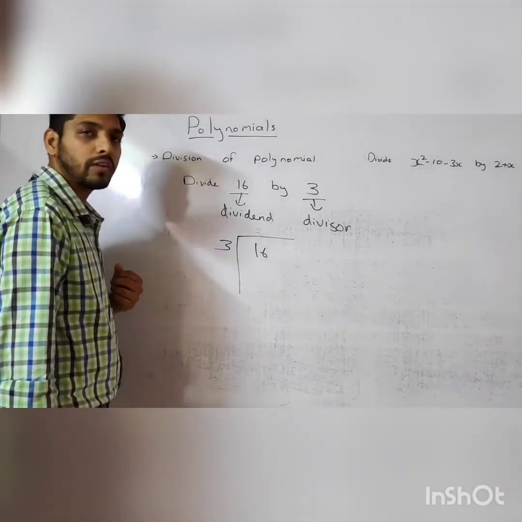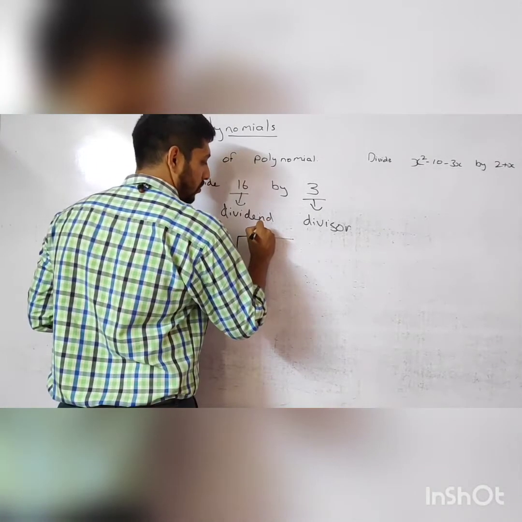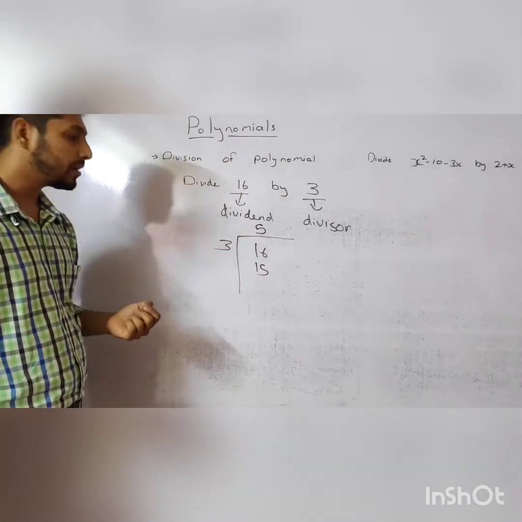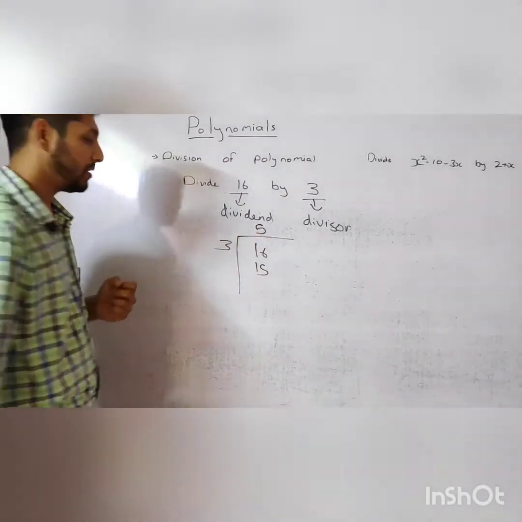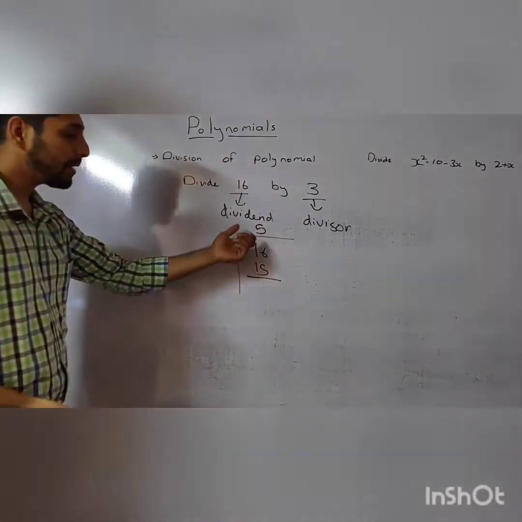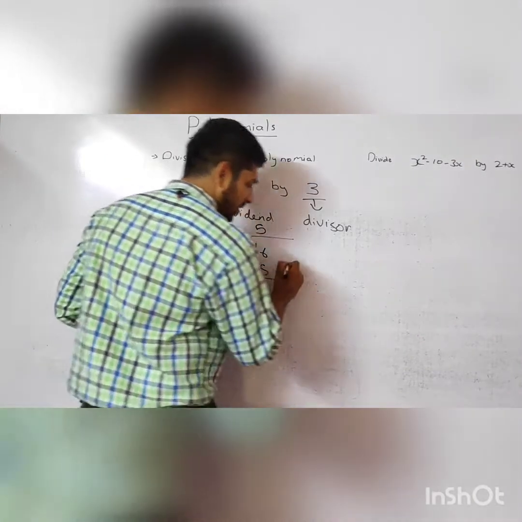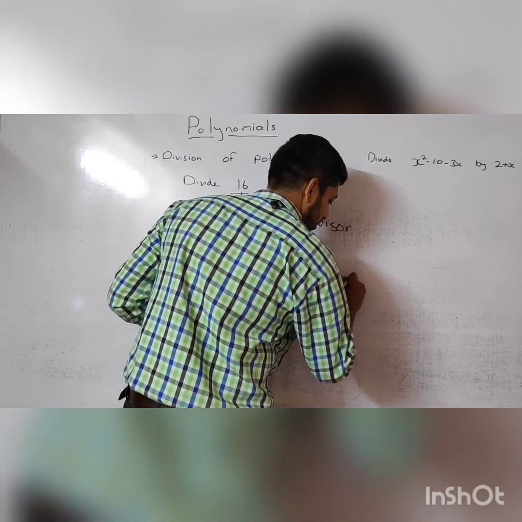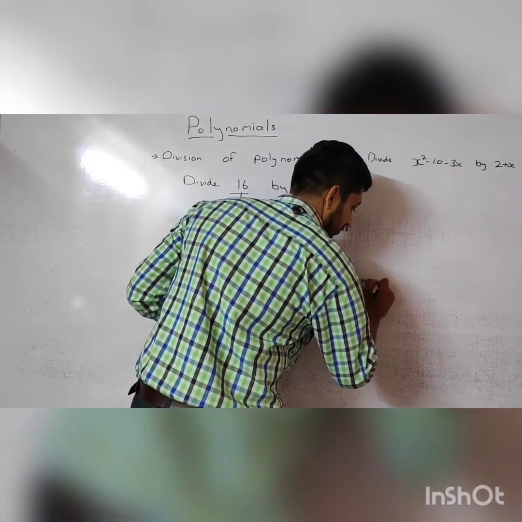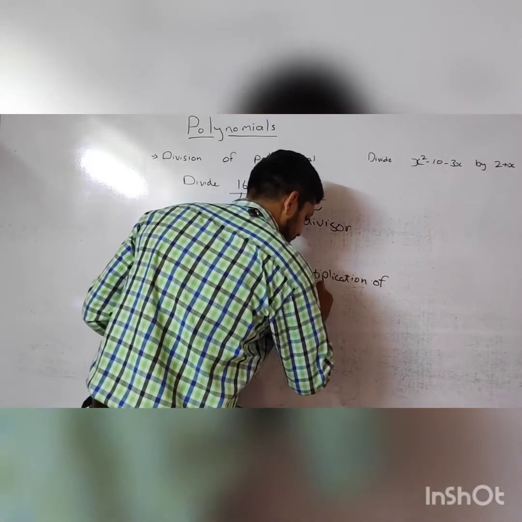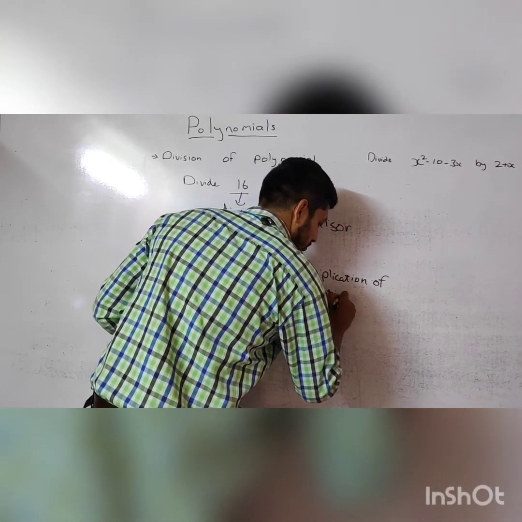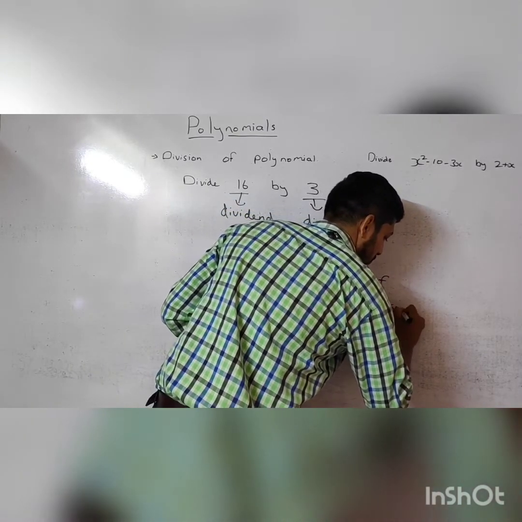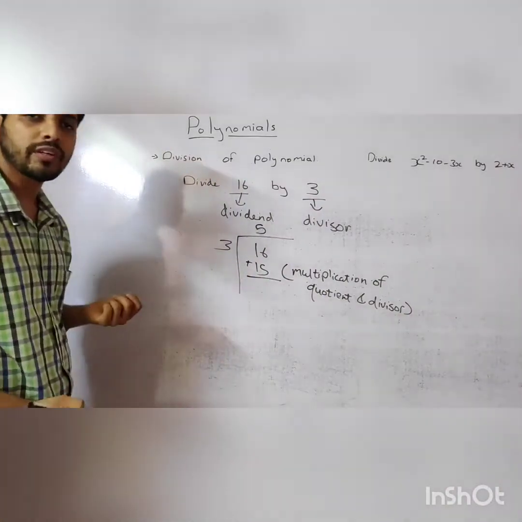Now if I say you want to calculate it further, what will you do? You will write 5, 3 5s are 15. So how have you written 15 over here? It is 3 multiplied by 5. If 3 multiplied by 5, it is plus 15. What have you written? Multiplication of quotient and divisor. That is what you have written over here.